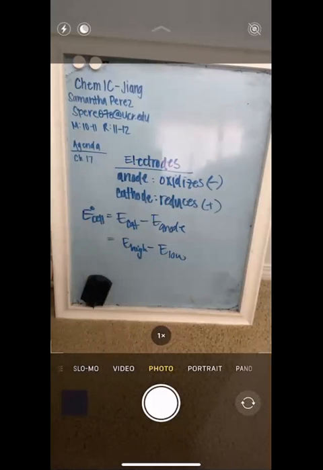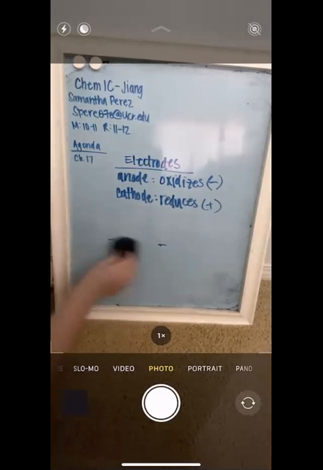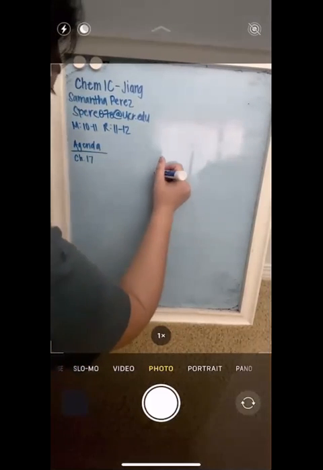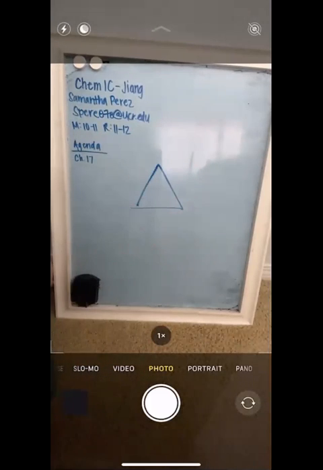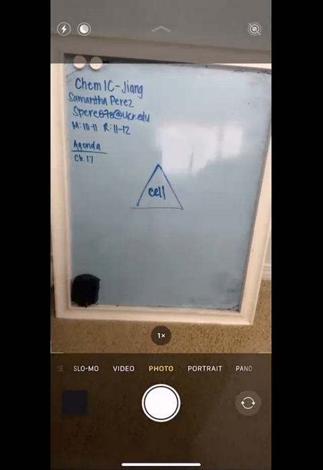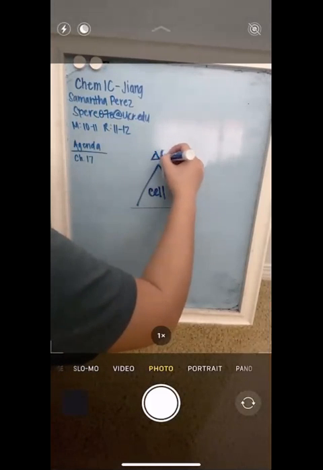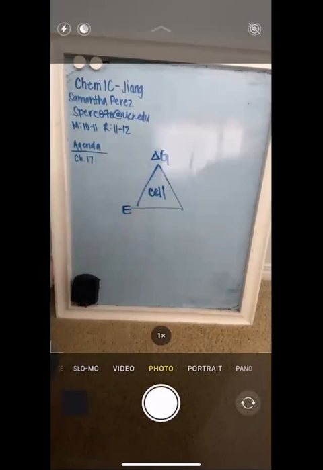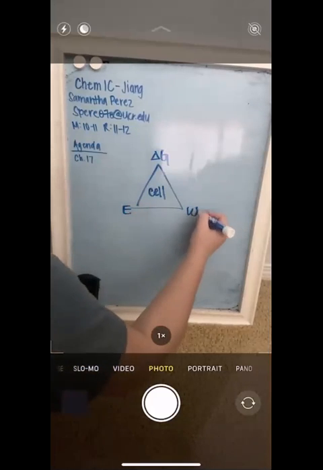So apart from this, if you move further on, he starts to give you different formulas, right? So he gives you this triangle. I'm going to erase all of this. I hope you guys got all of that. But he gives you this triangle of essentially formulas, right? At one point, you have delta G. At another, you have your E cell, and then you have work.